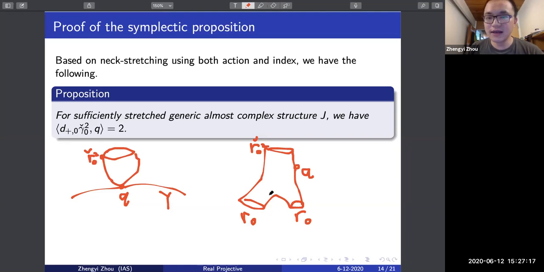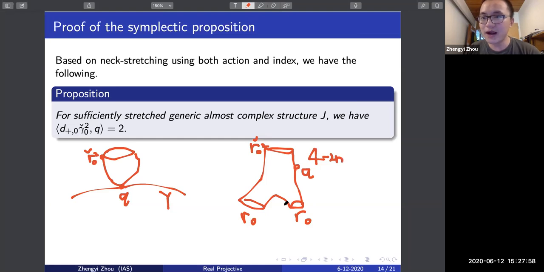The reason is, first notice that for action reasons, you cannot have this guy have higher energy, and you must have 2, because this curve is completely living inside the symplectization, and this orbit is contractible, but these 2 are not contractible. You have to have 2 to make the homotopy class correct. So if it breaks, this is the only possible breaking, and we can compute the dimension of this moduli space. So the dimension is 4 minus 2n.